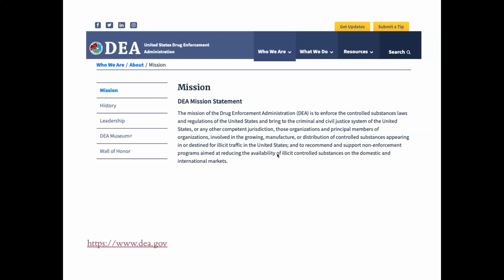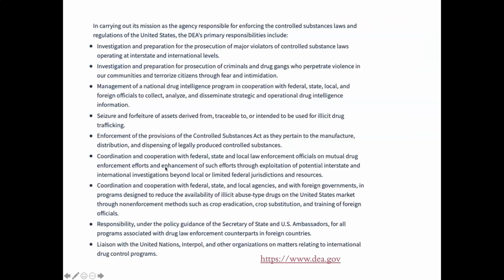So, the Drug Enforcement Administration. And their website is here at the bottom of the page. You can click to go there. You can see who we are, about, mission, their history, leadership, those types of things. Specifically, their responsibilities are investigating and preparing for prosecution of major violators of controlled substance laws operating at interstate and international levels. So that's where the DEA is involved, at interstate and international levels. If it's something local, typically it'll be handled by local law enforcement.